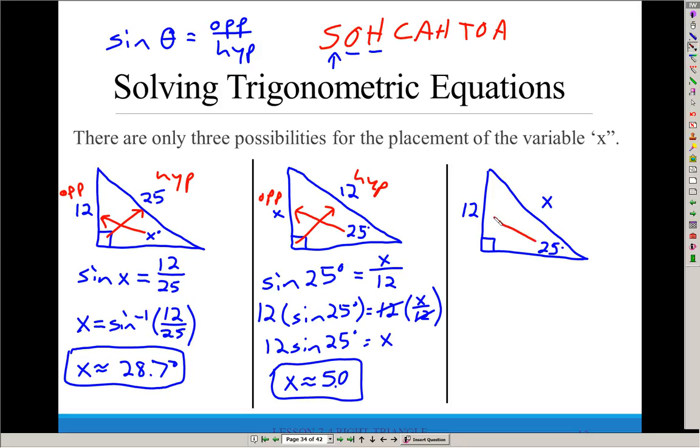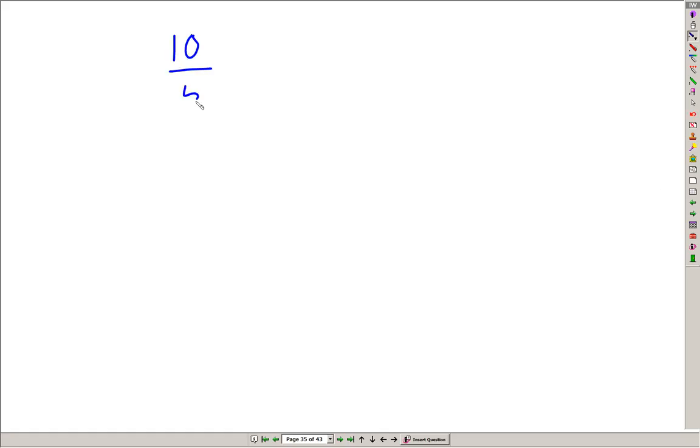For this last one, across from the angle is opposite. Across from the right angle is hypotenuse. Opposite and hypotenuse is sine. All of these use sine. So sine of theta equals opposite over hypotenuse. Theta is 25 degrees here. Opposite is 12, and hypotenuse is x. Now it's a little bit tricky sometimes when x is the denominator, but not really. If you just think of this, 10 divided by 5 is 2. And if I switch places here, 10 divided by 2 is 5. Both of these are correct.